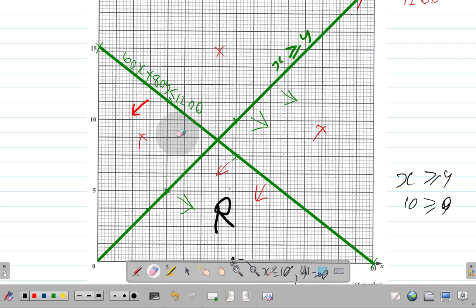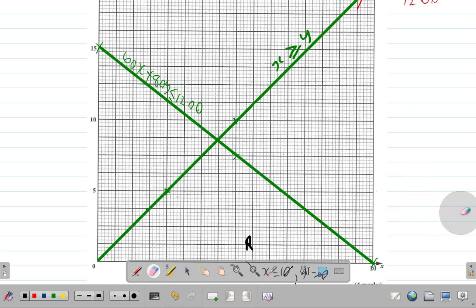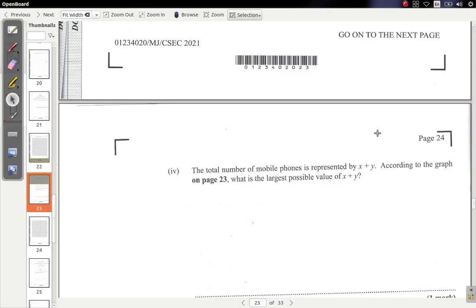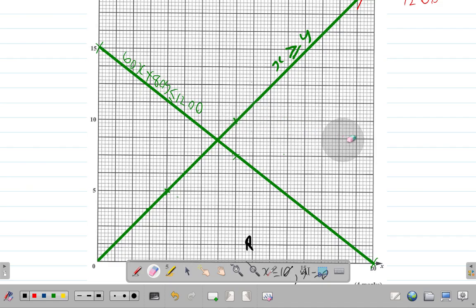But it's kind of crowded here. If we just erase some of these things we won't use, we have R already. You can just write R smaller and write it down so. So this is R. Just erase this out. This is the largest possible value of x plus y, the total number of mobile phones.